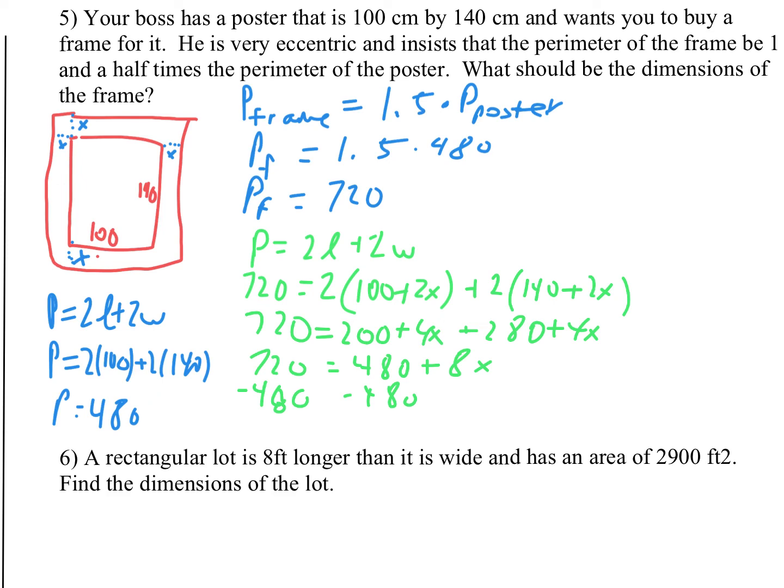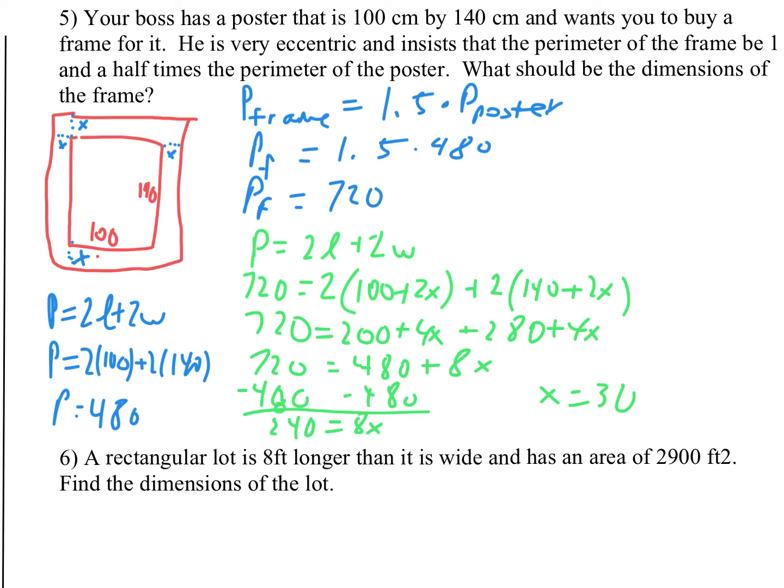So 720 divided by 480 is, oh no, not divided, minus, is 240 equals 8x, and then divide by 8, and x is going to equal 30. So the distance from the poster to the edge of the frame is going to be 30 centimeters. It asked me for the dimensions of the frame.